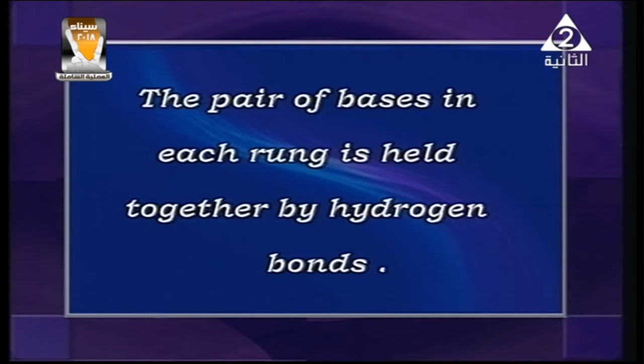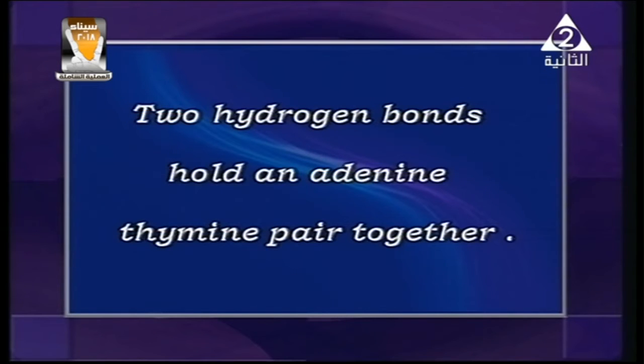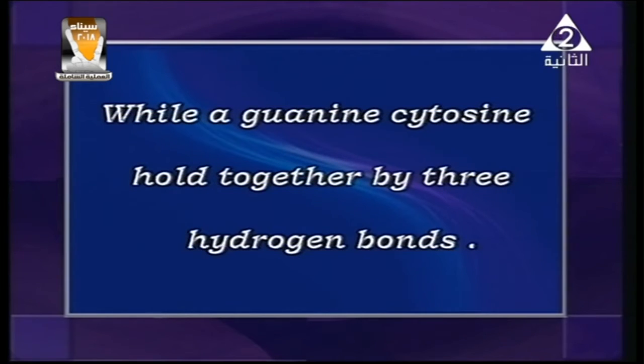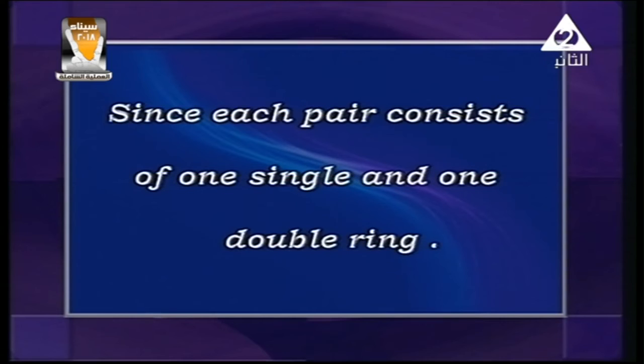Adenine is linked with thymine by a double hydrogen bond, while cytosine and guanine by a triple hydrogen bond. Two hydrogen bonds hold an adenine-thymine pair together, and as we said, the guanine and cytosine are held together by what? Triple, or three, hydrogen bonds. Since each pair consists of one single and one double ring, again, each pair consists of one single and one double ring.